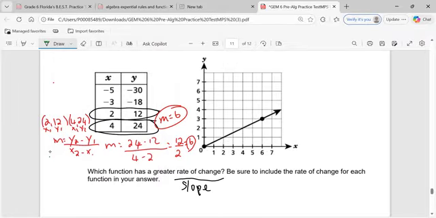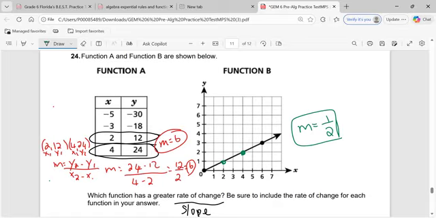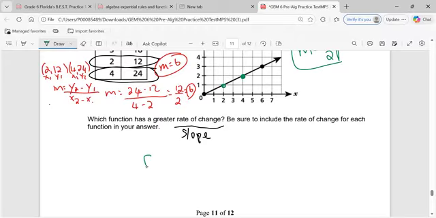So now, to compare it, we need to find the slope of the graph. I could pick 2 points, but I could also go rise over run. So I could count up 1. That's a perfect point. That's a perfect point. I could count up 1 and write 2. So my slope is 1/2. Well then, which is greater? The slope of function A is greater.